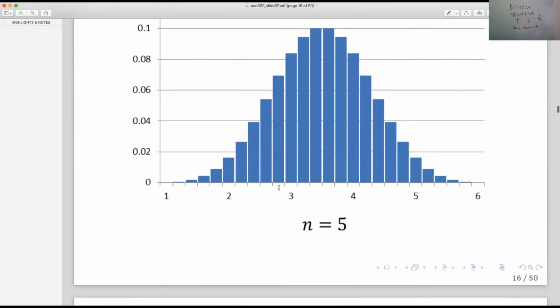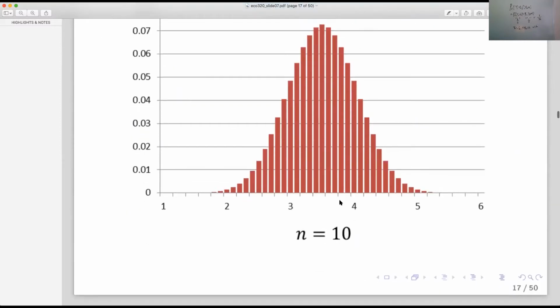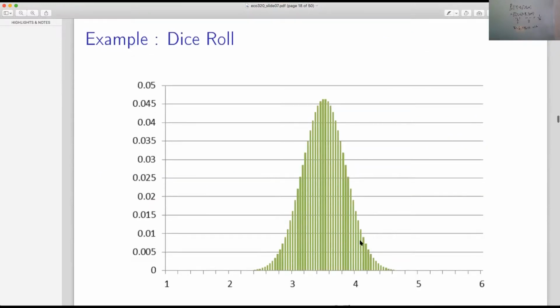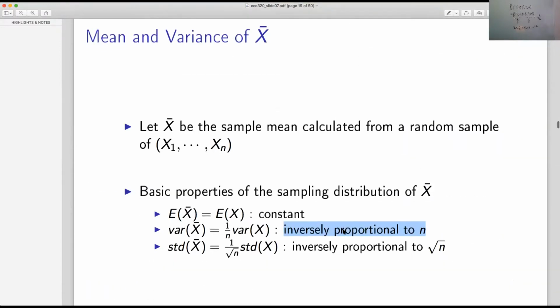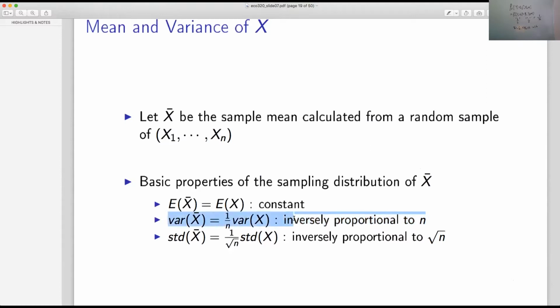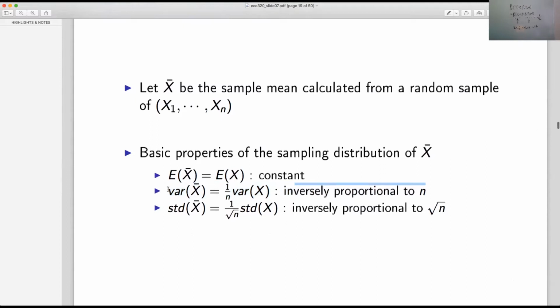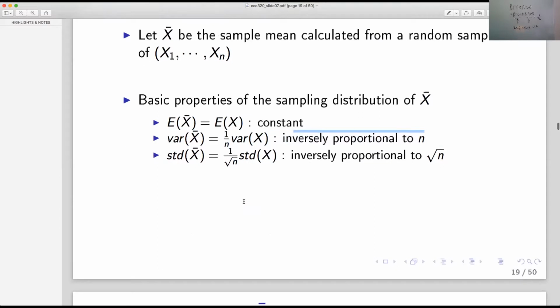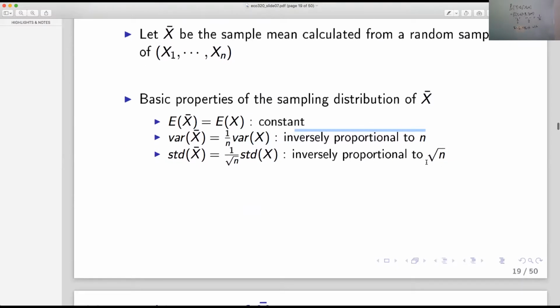Something to notice is that as the sample size increases, how much it is spread out, like the variance or standard deviation, is inversely related. As the sample size increases, the variance decreases, right? That relationship comes from here: the variance of x bar equals 1/n times the variance of x. Similarly, if you take the square root of both sides, because the standard deviation is just the square root of the variance, we get the same outcome: inversely proportional to the square root of n.